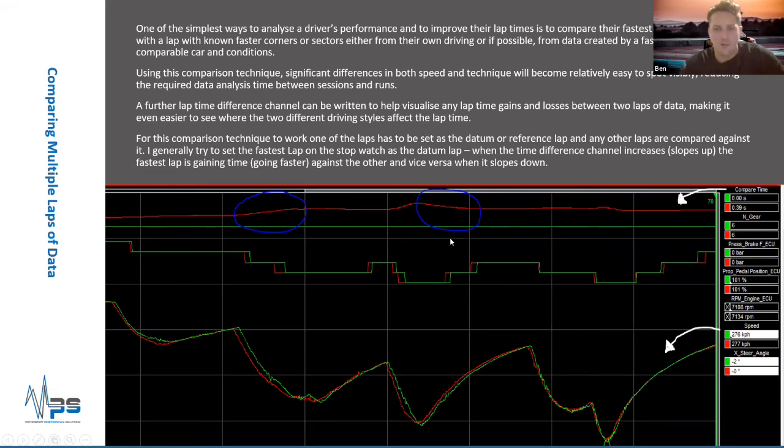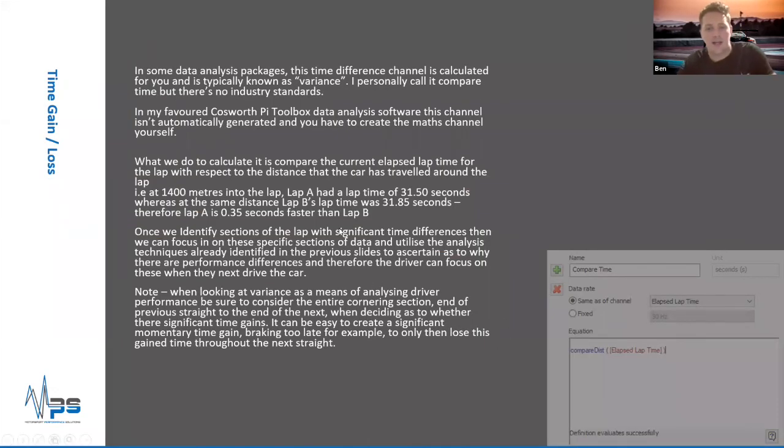I'll go to the next slide. The way we calculate that is we look at the current distance throughout the lap and compare the lap time at that point. An example here is a fixed point on the track, 1400 meters into the lap. Lap A has a current lap time of 31.5 seconds, whereas lap B has 31.85. So at that distance, lap A is 0.35 seconds faster. That's all that line is doing, plotting the difference in lap time.